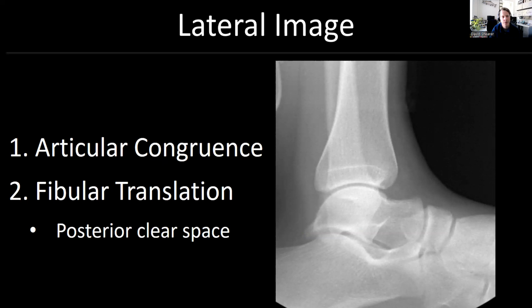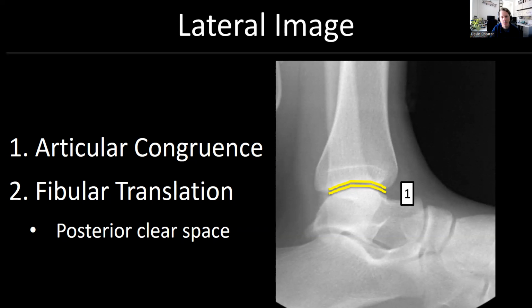What about the lateral view? Well, the first and probably most important thing is just the overall congruence. The joint space should be equal across the full span from anterior to posterior. If there's any anterior-posterior subluxation, then these will become asymmetric.